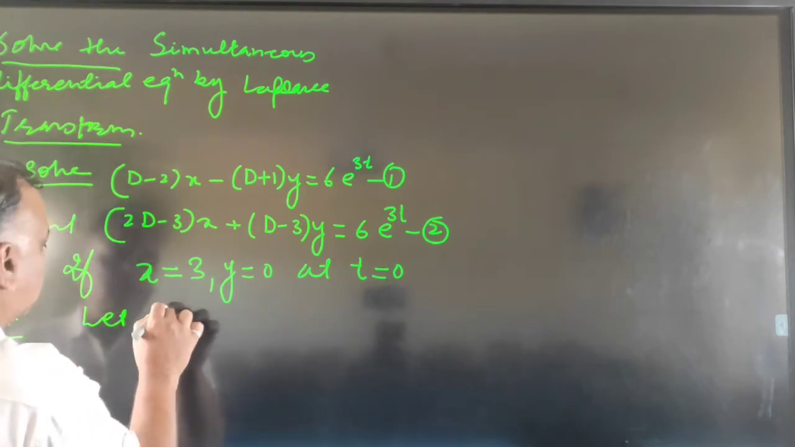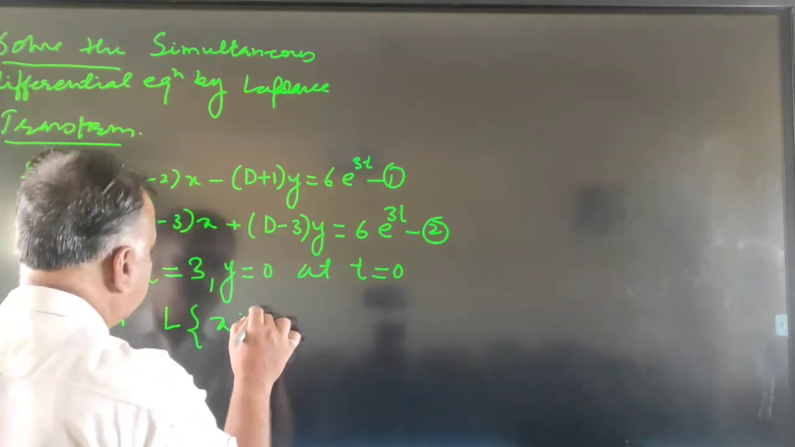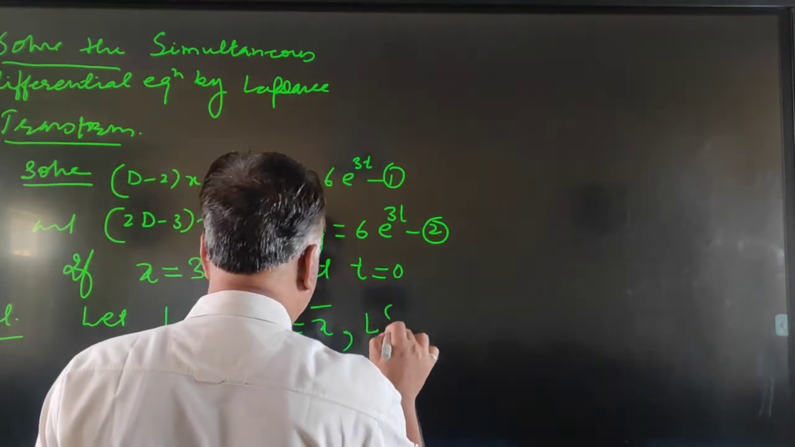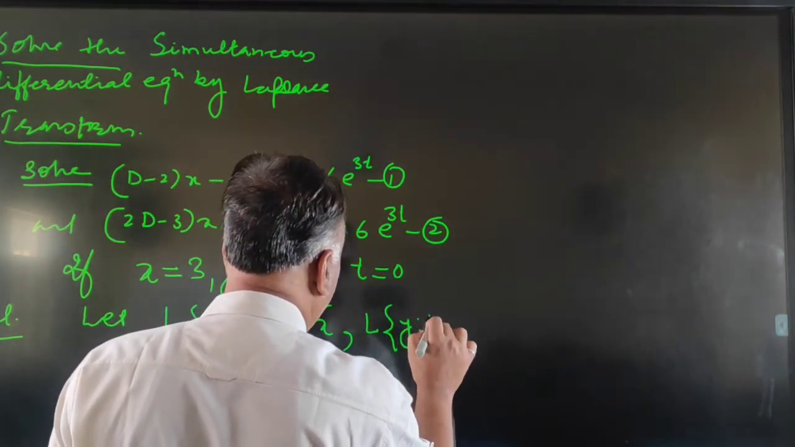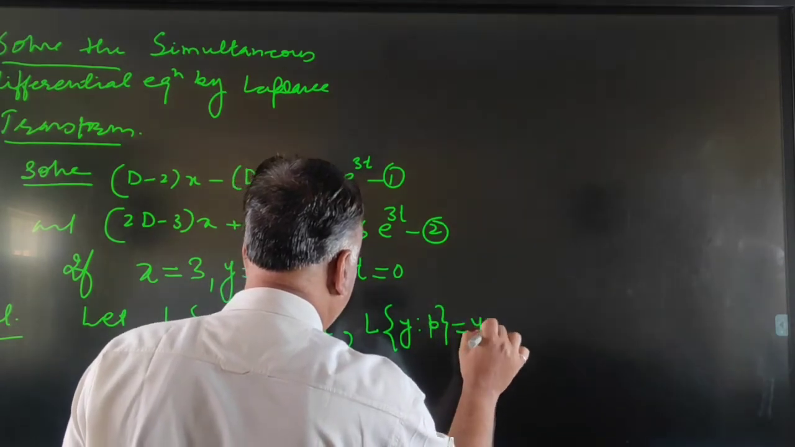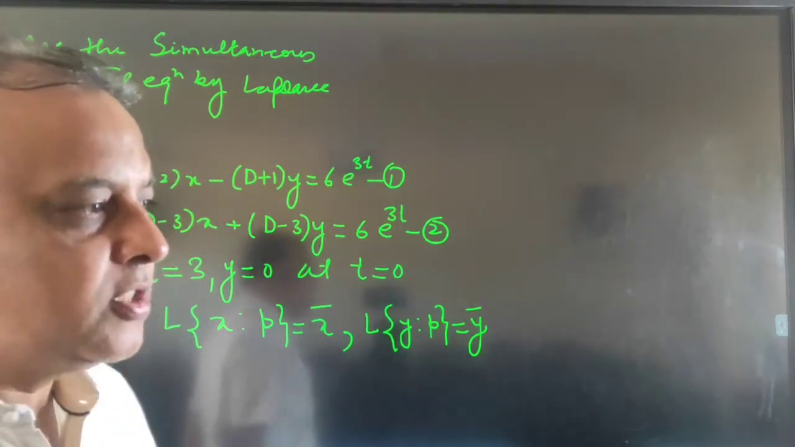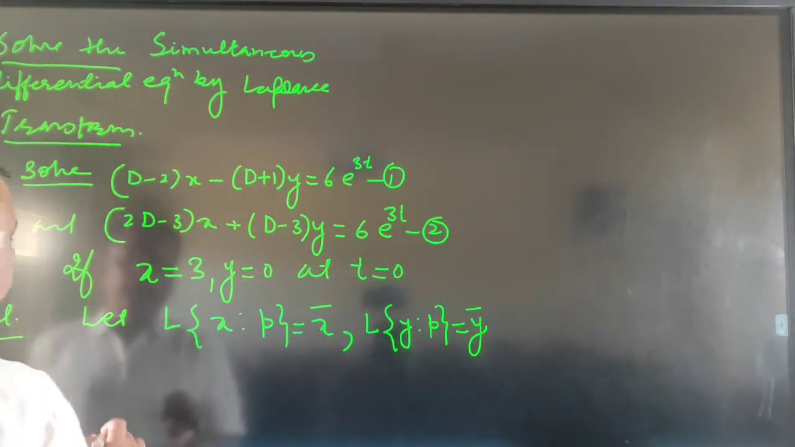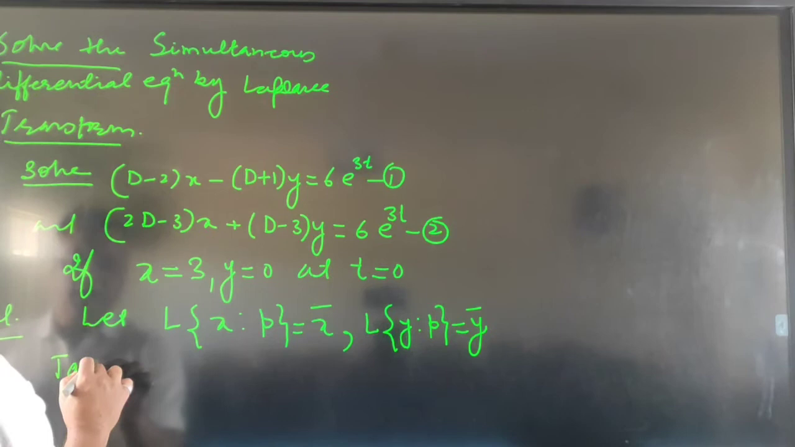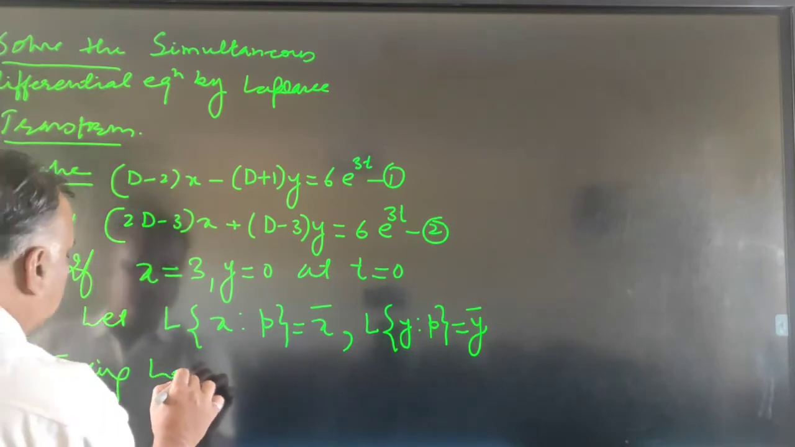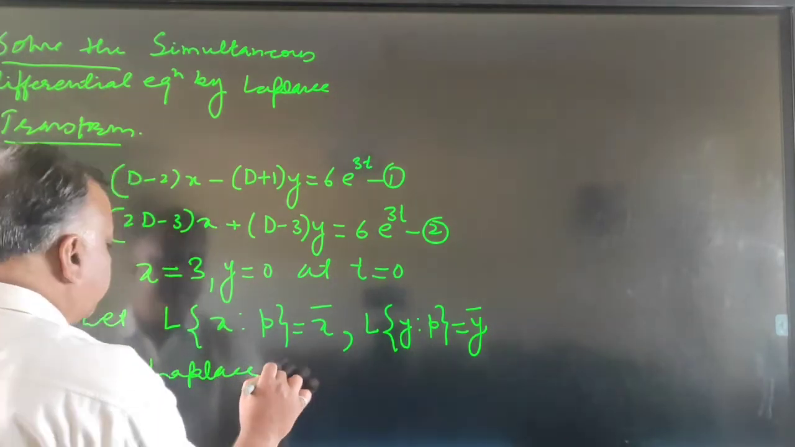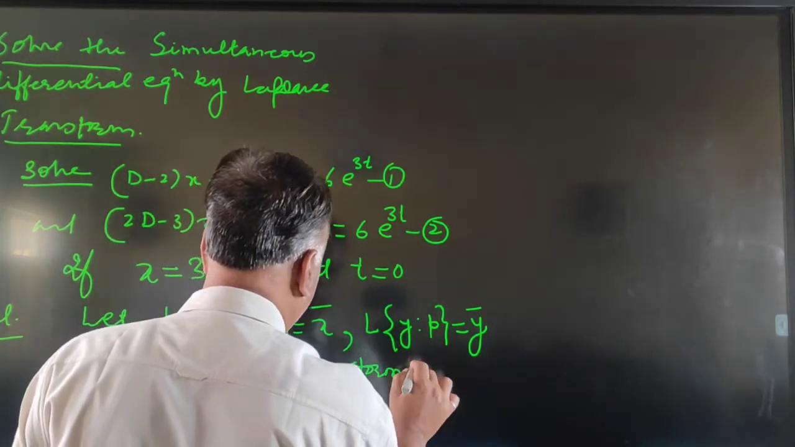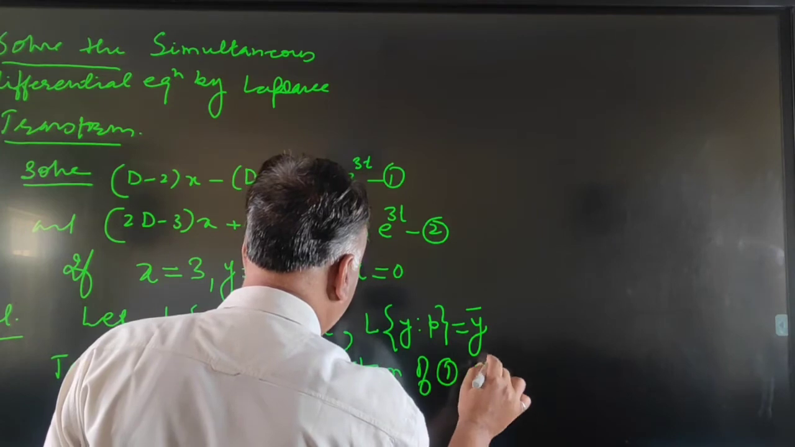Let the Laplace transformation of x with respect to p be x bar, and the Laplace transformation of y with respect to p be y bar. If we take the Laplace transformation of x and y as x bar and y bar, then we take the Laplace transform of equations 1 and 2.